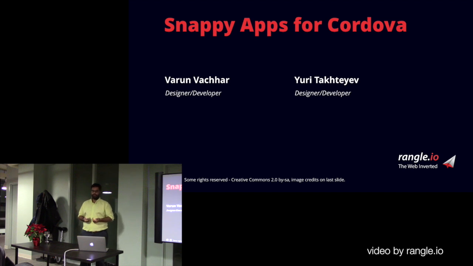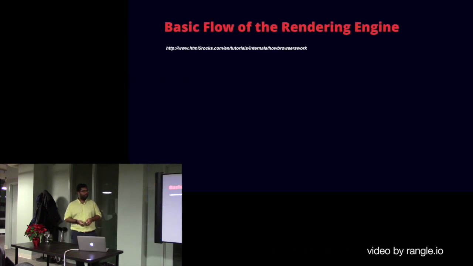And I wanted to talk about building snappy apps for Cordova, or what's basically high-performing apps for Cordova. Before I go into the performance aspect, I just wanted to go over some of the basic ideas of how a browser actually works, and specifically the rendering engine side.